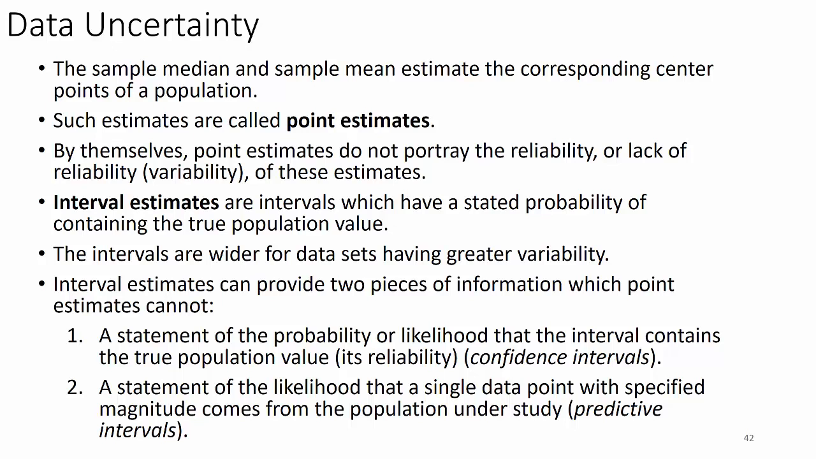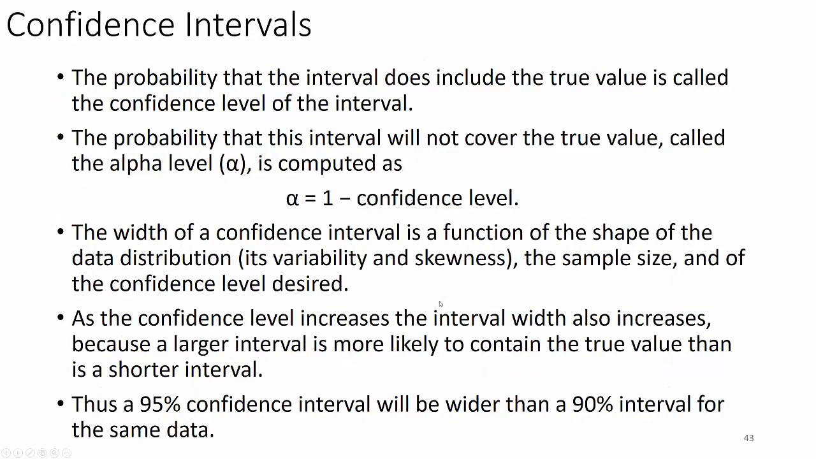Interval estimates can provide two pieces of information which point estimates cannot: a statement of the probability or likelihood that the intervals contain a true population value, that is its reliability, we call those confidence intervals, or a statement of the likelihood that a single data point with this specified magnitude comes from a population under study. That is a predictive interval. Confidence interval: what's the likelihood that the interval contains the true population value? Predictive interval: what's the likelihood that the data point with a specific magnitude comes from that population?